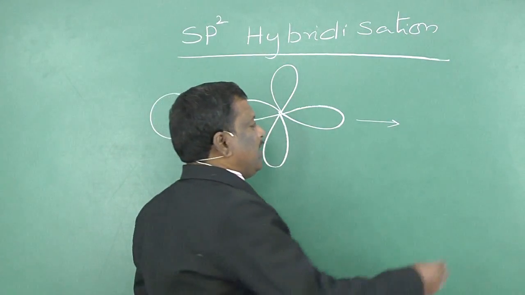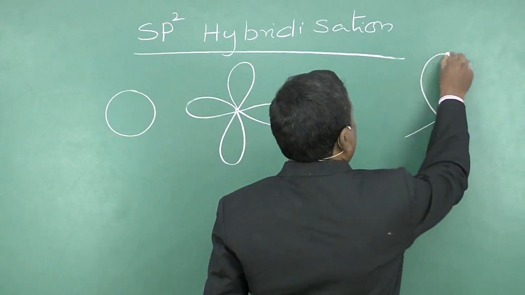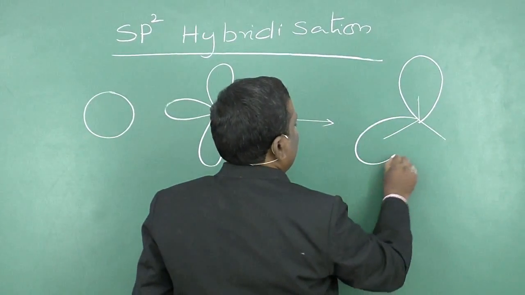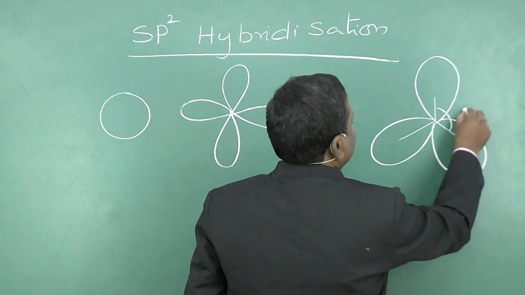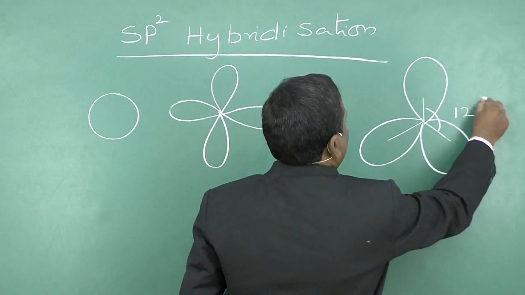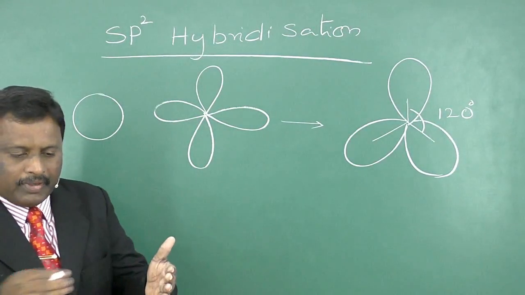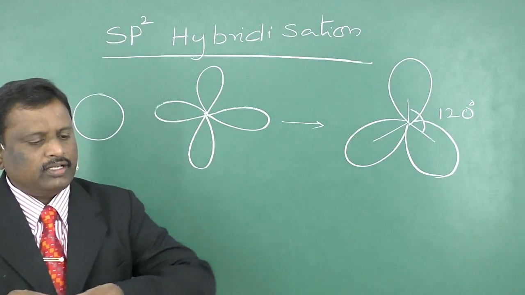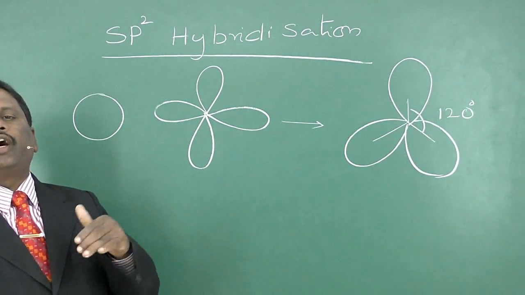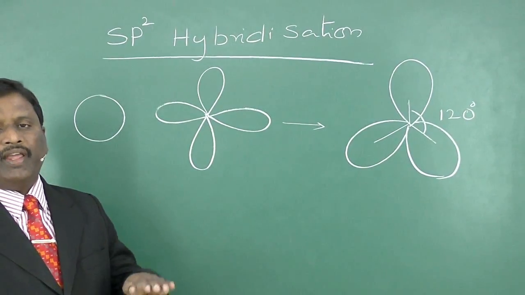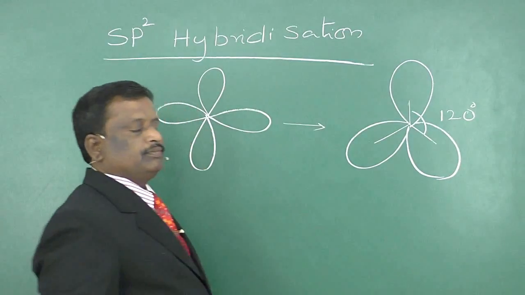So these three hybrid orbitals are in planar trigonal shape with an angle of 120 degrees. They are in one plane. All the three orbitals are in one plane. One orbital is like this, other orbital is like this, and third orbital is like that. The three hybrid orbitals are in one plane with an angle of 120 degrees.